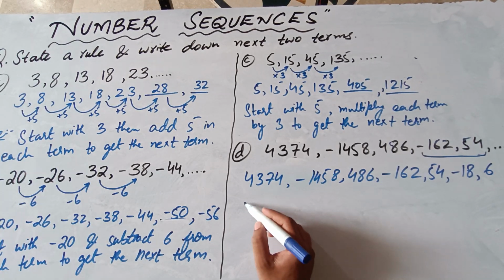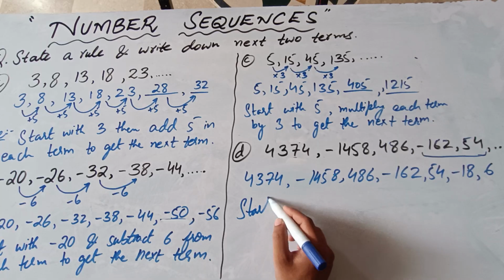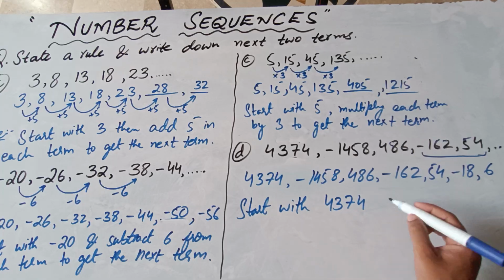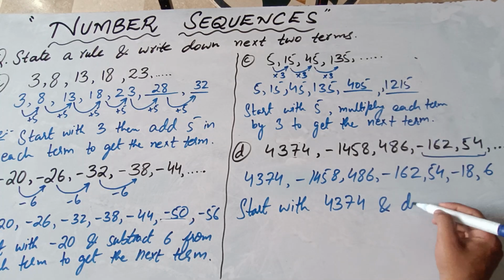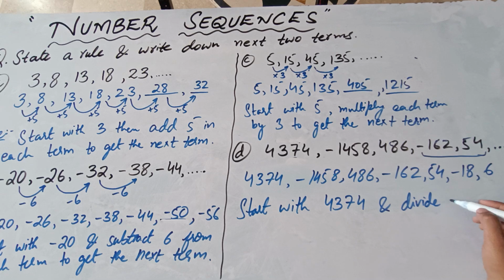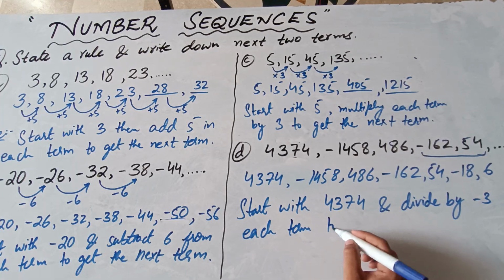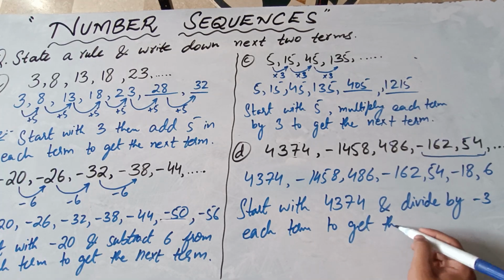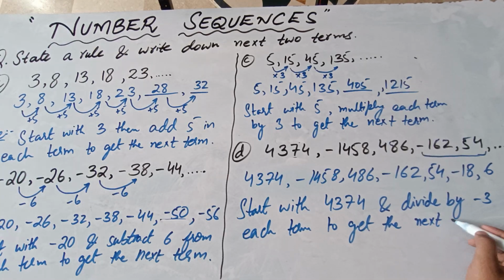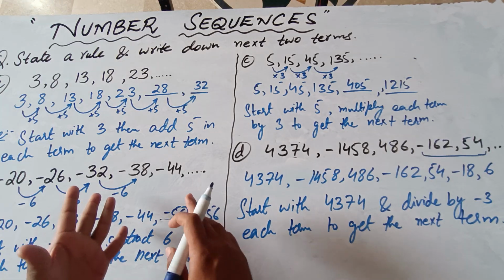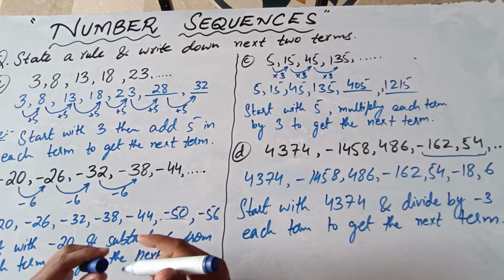Now how to write down the rule? Start with 4374 and divide each term by negative 3 to get the next term. So this is how we can predict the sequence and answer the particular sequence.